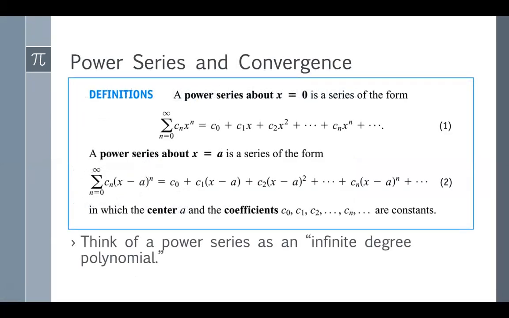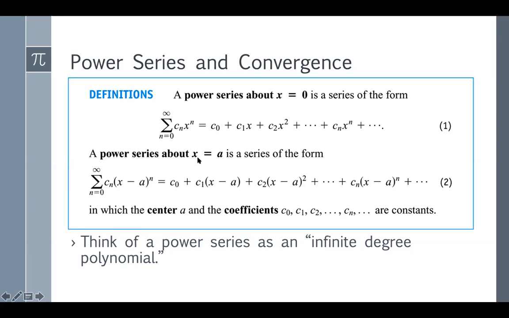All right, that brings us to the idea of a power series. A power series about x equals 0 is a series of the form sum n equals 0 to infinity of c sub n x to the n, which is c sub 0 plus c sub 1 x plus c sub 2 x squared plus and so on, plus c sub n x to the n, continuing on and on forever. So this is an infinite series.